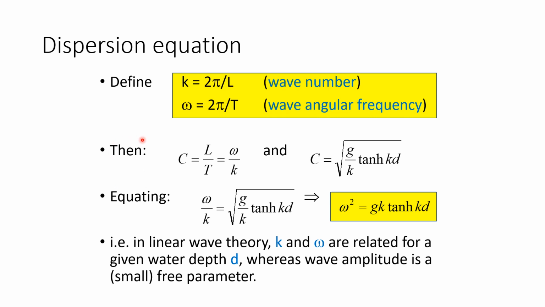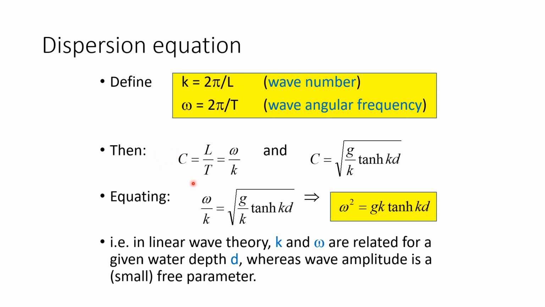It's similar to velocity, and the unit is also the same, meter per second. But wave celerity is not velocity. We will make a distinction between these two later on. Meanwhile, since C equals L over T, we can substitute L from the wave number and T from the wave angular frequency, so that C also equals omega over k.